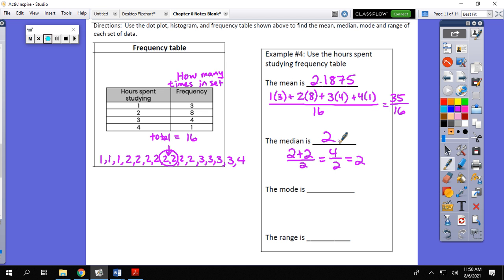Frequency tables make it extremely easy to find the mode. Whichever number has the largest frequency would be your mode. This is the most frequent, so this is your mode. Over here is 2. And finally, your range. Well, that's pretty easy as well. The biggest value is 4, the smallest is 1. We subtract and we get a range of 3.